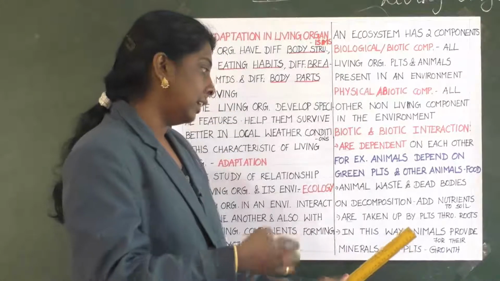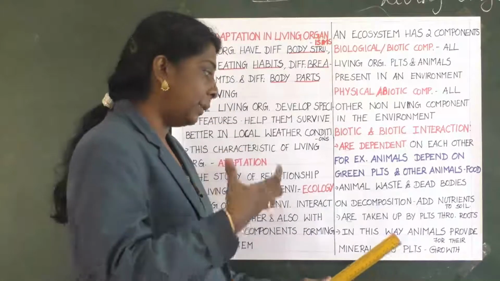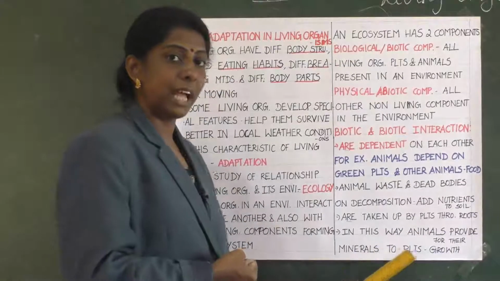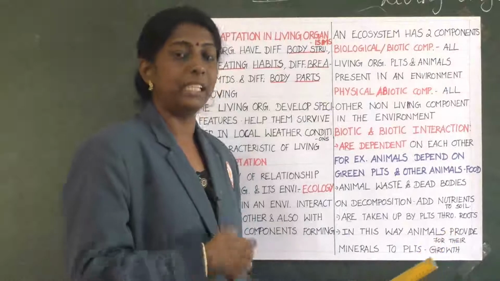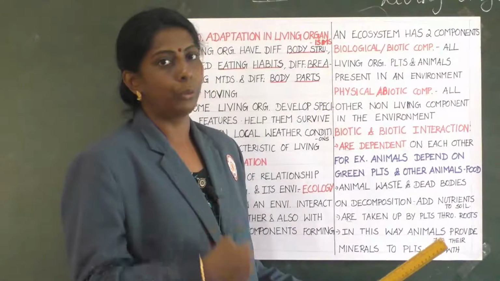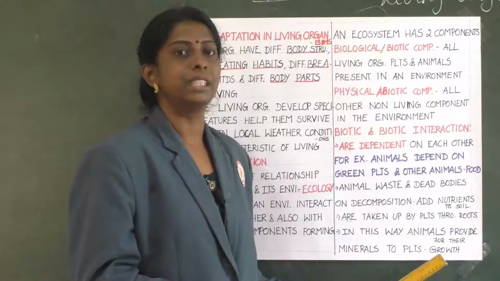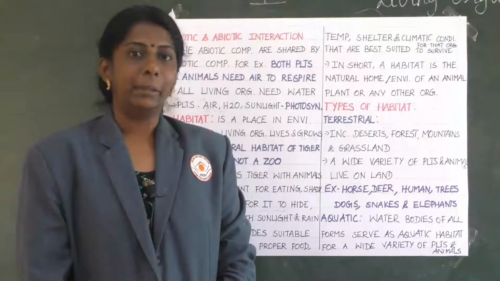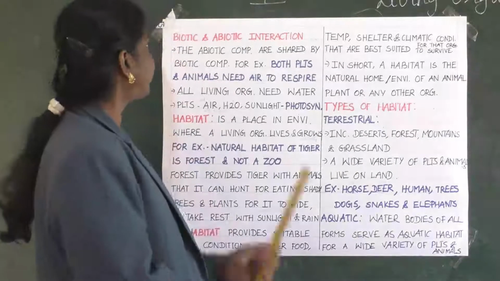They are adding nutrients, or they provide minerals to the plants. Okay, provide minerals to plants for their growth. Ultimately, it is used for their growth. Clear, children? Yes, children. Now about biotic and abiotic interaction.